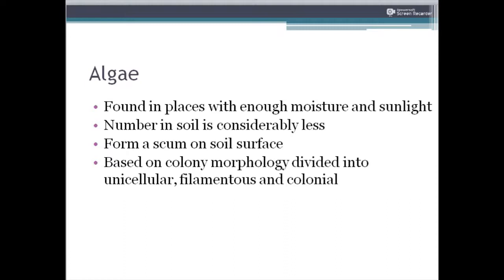Based upon the morphology, you can divide them into single cellular forms, filamentous forms, or colonies. That is, either they will occur as single forms or they will form filaments. You know what a filament is? It's an extended cell. Or they can form a colony. A colony is a group of cells which occur together. So algae are usually found to be less in number, and they form scums, and they might grow in places where enough moisture and sunlight is present.